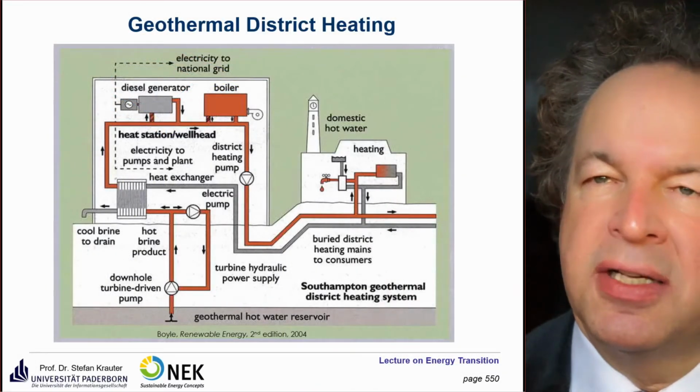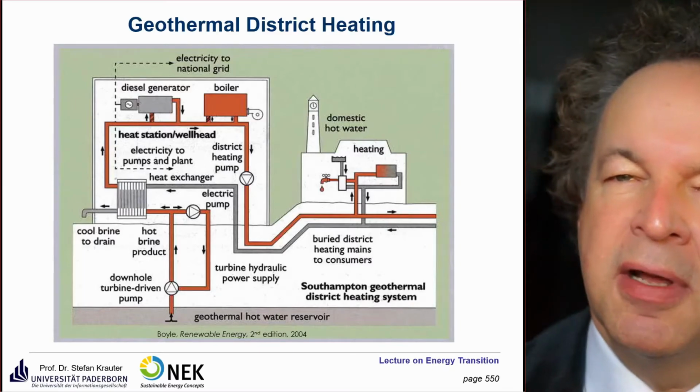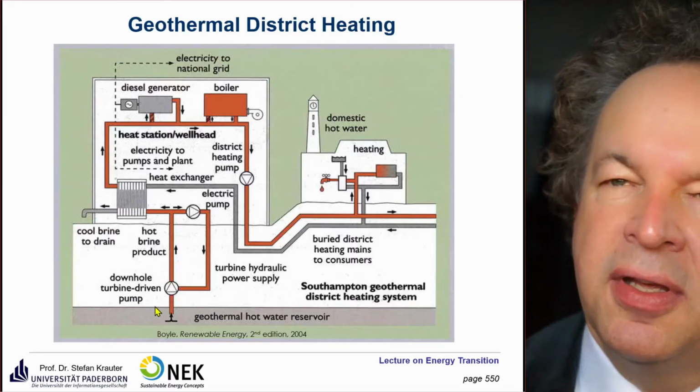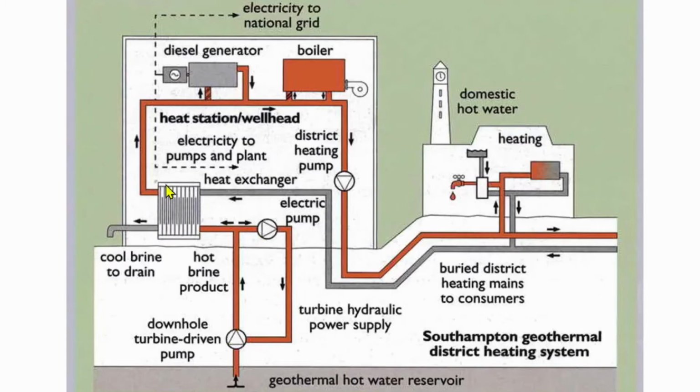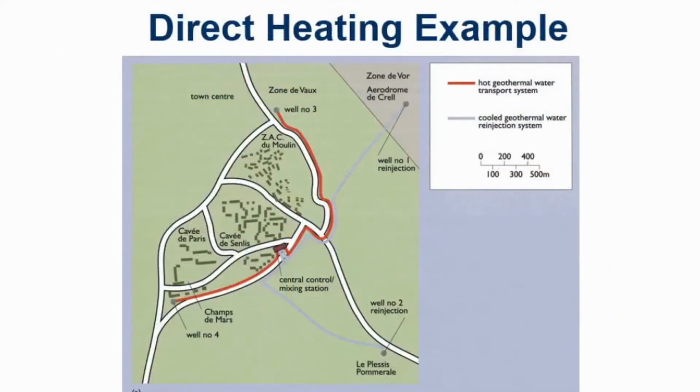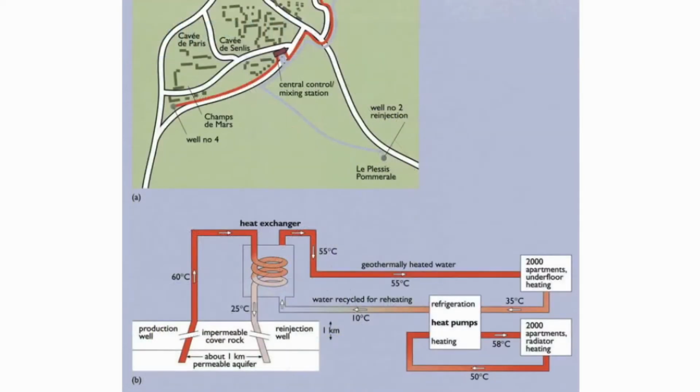Here you see a geothermal district heating. So you have here the cycle via a heat exchanger, and instead of heating the ambient via a cooling tower, you use the heat for domestic heat here. Here you see some examples for Southampton, how the pipe has to be made in order to supply heat to a village here.